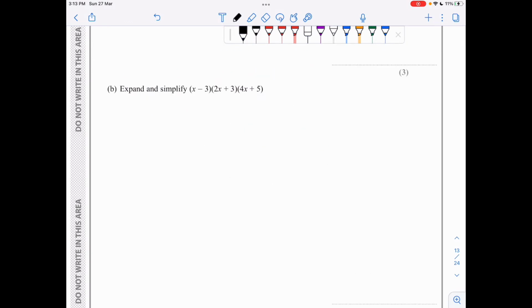In part B, we have to expand this triple set of brackets. So I will start by expanding the first two brackets. x times 2x is 2x squared. x times 3 is 3x. Minus 3 times 2x is minus 6x. Minus 3 times 3 is minus 9. And 4x plus 5 is still there. I will collect like terms in the first bracket, 2x squared minus 3x minus 9, and 4x plus 5.